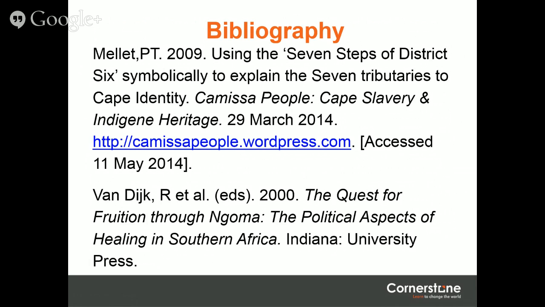It's dried up today, it was diverted and it dried up eventually, but not before the Dutch had made it into a canal and called it the Herengracht, meaning the canal where the gentlemen walk. And we still have the Herengracht as a name. So if you're interested in this, he's a brilliant scholar, then remember, Kamissa people, WordPress, and go and read about it. Another interesting book was The Quest for Fruition Through Ngoma, The Political Aspects of Healing in Southern Africa, edited by 3 Dutch people, van Binsbergen and others, and published in the African Studies Center of Indiana University.